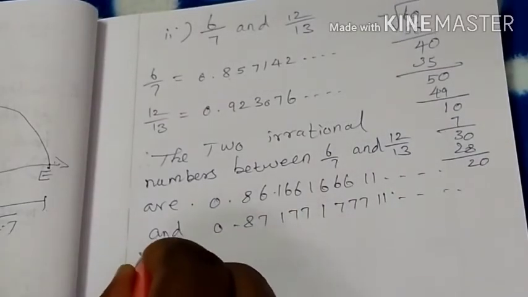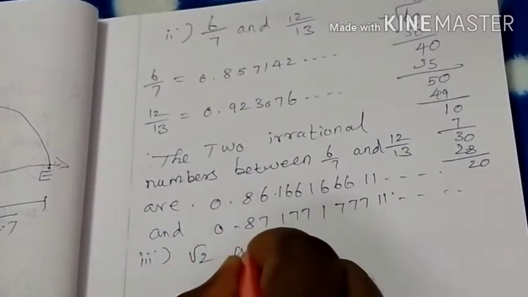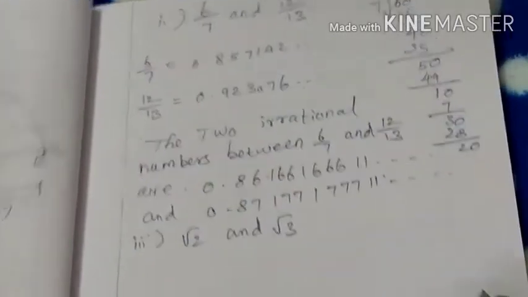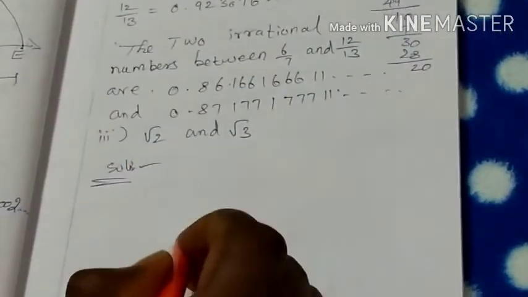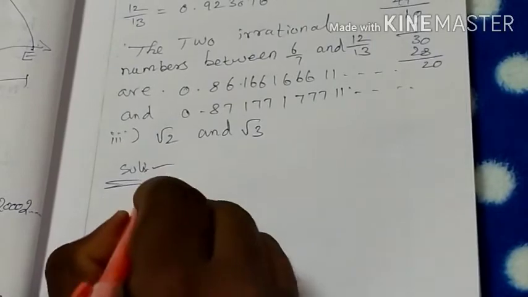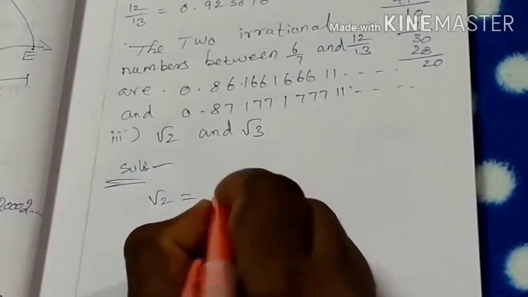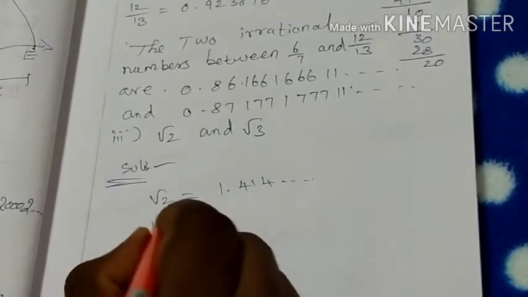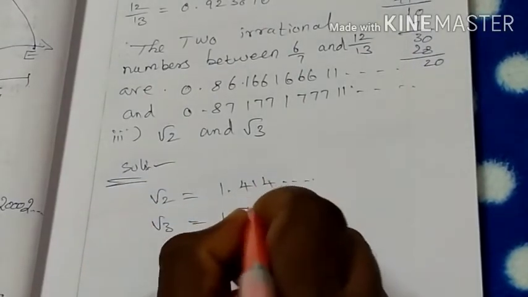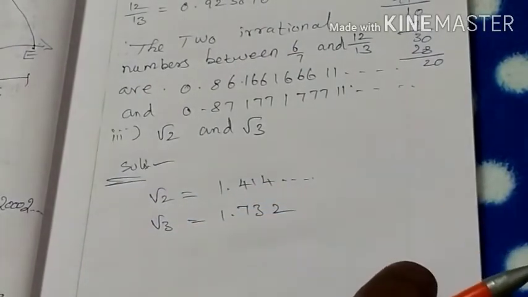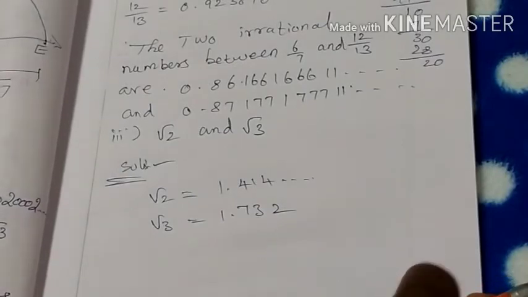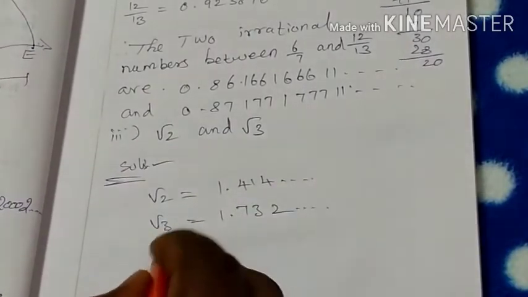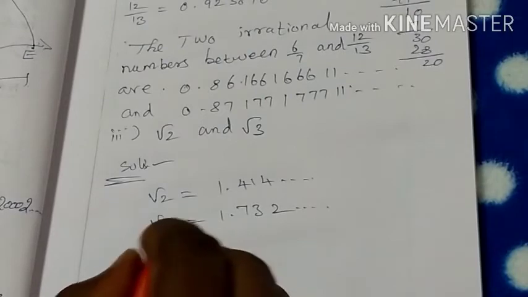Next, the third question is root 2 and root 3. Root 2 is equal to, in standard form, 1.414 and so on, and root 3 is equal to 1.732. Using the long division method, we get this answer.